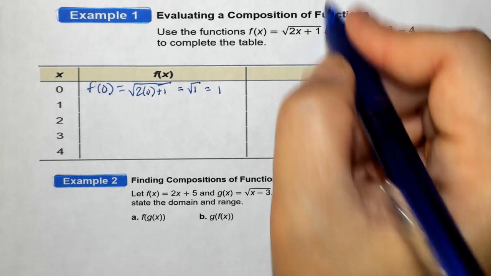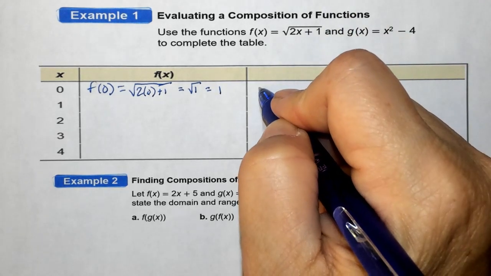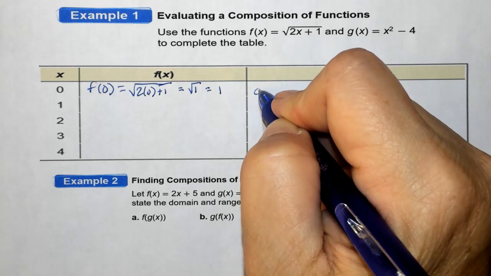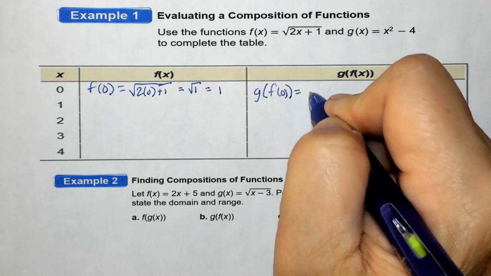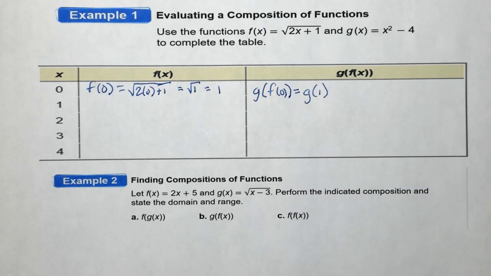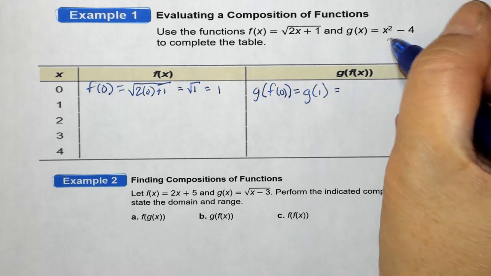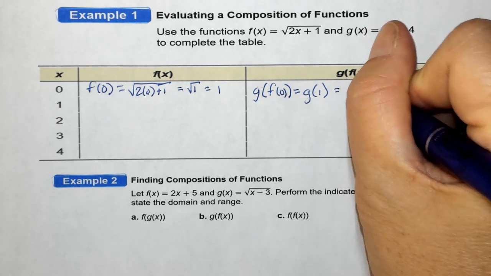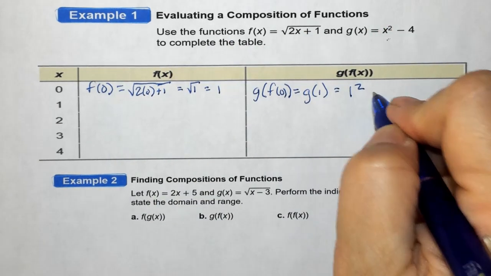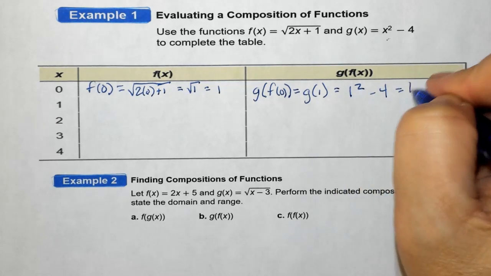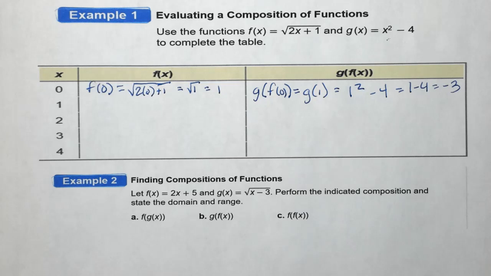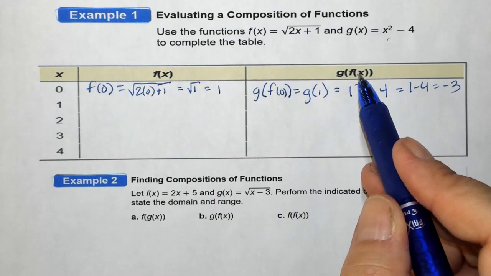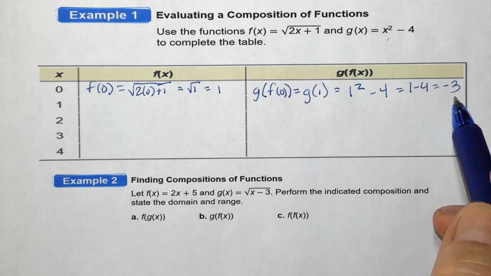Okay, so technically g of f of 0 is equal to g of 1. So we're finding the value of g of 1. We're substituting that into g of x. So now we have 1 squared minus 4, which equals 1 minus 4, which equals negative 3. So when x is 0, g of f of x is negative 3.